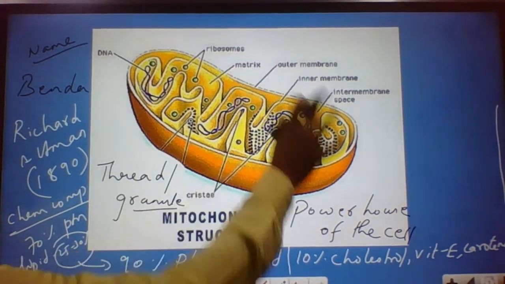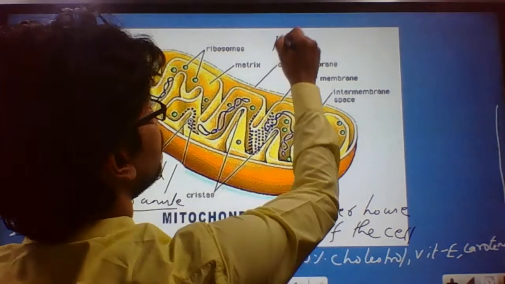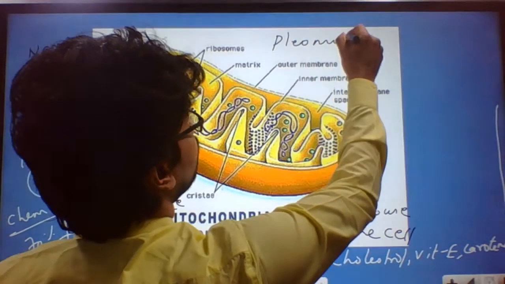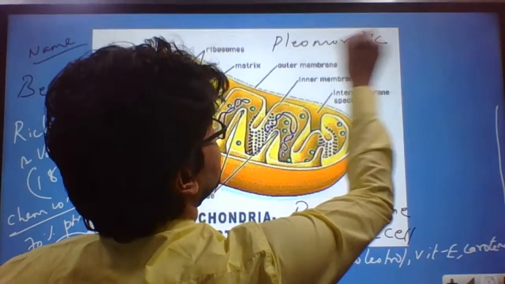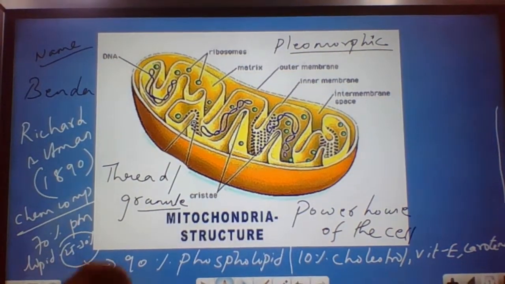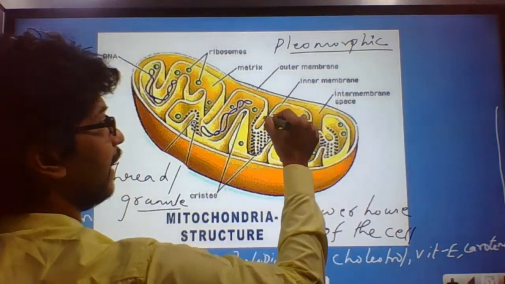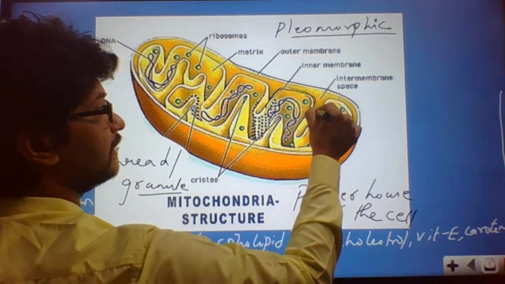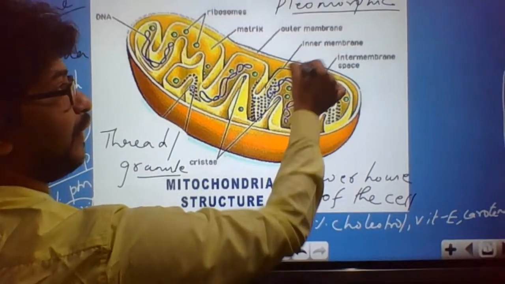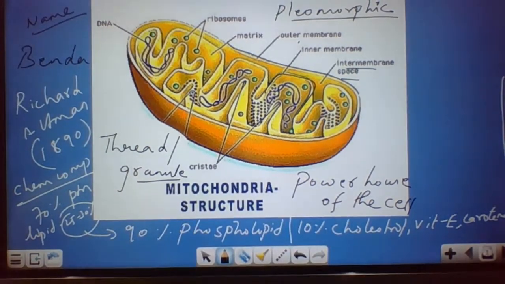And one more thing, as far as mitochondria is concerned, mitochondria is usually pleomorphic in nature. What do you mean by pleomorphic? Along with this, when you come to the structure of the mitochondria, we have the outermost membrane, and we have the inner membrane. The space in between the outer membrane and the inner membrane, we call the intermembrane space.